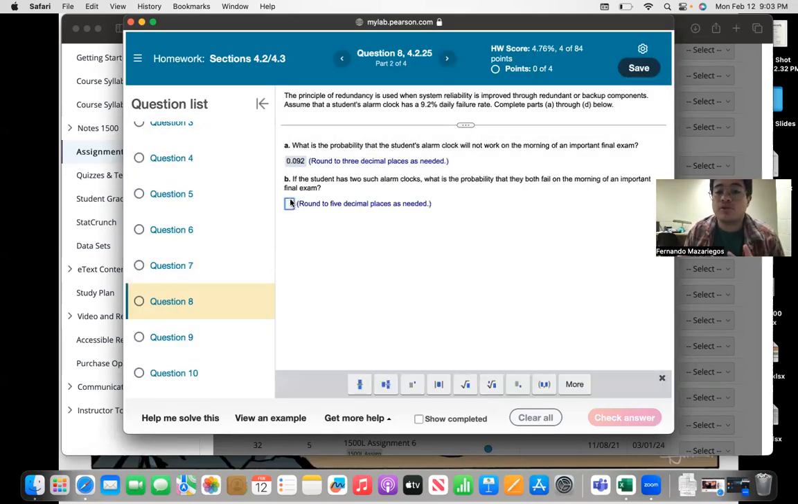If the student has two such alarm clocks, what is the probability that they both fail on the morning of an important exam? So these two alarms are independent. So we know that by the multiplication rule, we multiply these two probabilities. So that would be 0.092 times 0.092, which is 0.00846 rounded to 5 decimal places.